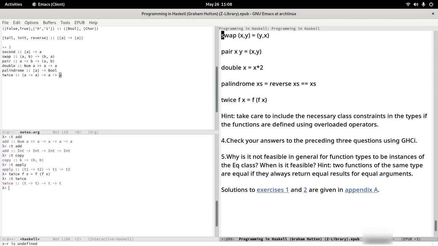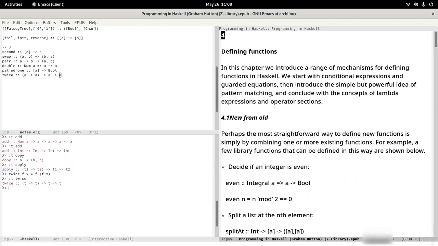And therefore we've finished chapter 3. Chapter 4, defining functions. See you next time.